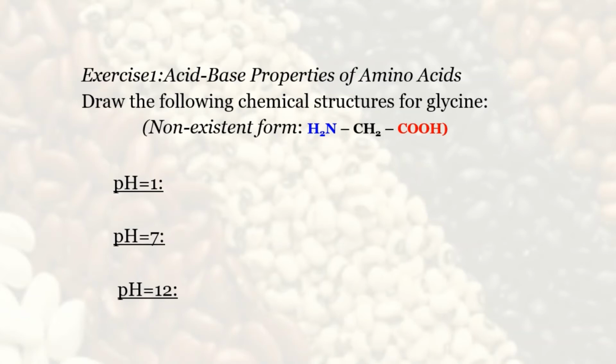So this is the chemical structure of glycine. Glycine is the simplest amino acid that has the R group as H. So we said that this is a non-existent form because normally it will exist with charges on this side. So we want to know at pH 1, this is acidic, at pH 7 this is neutral, and at pH 12 this is basic. So at pH 1, that means the hydrogen concentration is high.